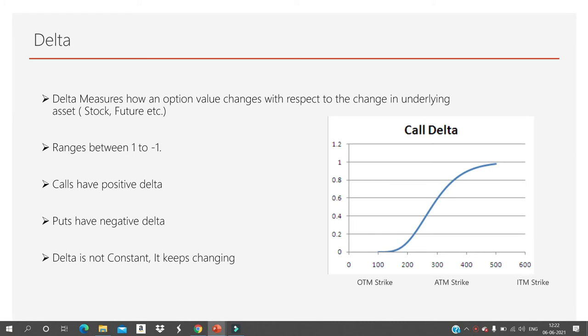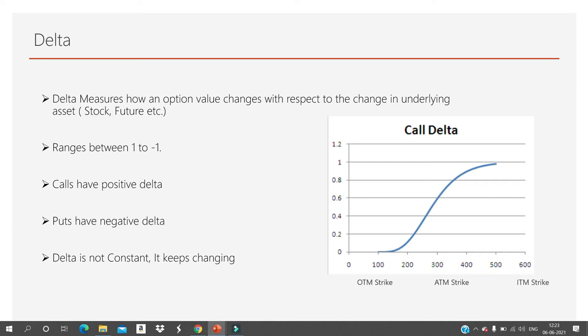So our first option Greek is delta. Delta measures how an option value changes with respect to change in the underlying asset. The underlying asset can be your stock, your future, your index, anything. Whenever there is a change, whether it is going higher or going down, how much your option premium is changing, or how your option premium is behaving with respect to that change, that delta tells us.